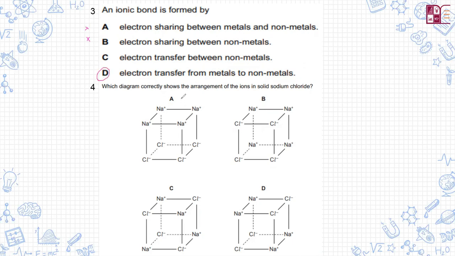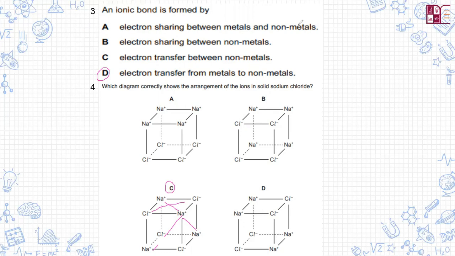Coming to the next question, which diagram correctly shows the arrangement of the ions in solid sodium chloride? We just saw the structure, and it's always opposite ions that are side by side. So if opposite ions are arranged in this diagram manner, you see here sodium and chloride, so this one is going to be the correct ionic lattice. So it's going to be 4C.